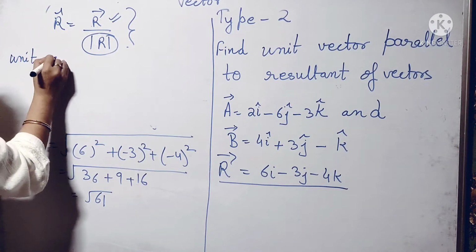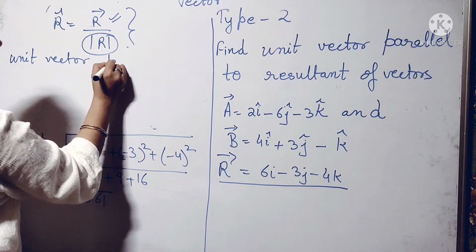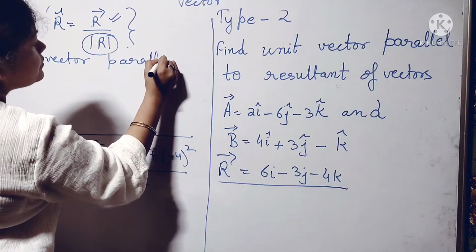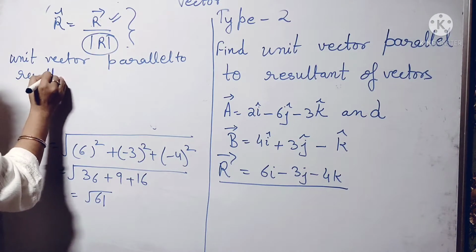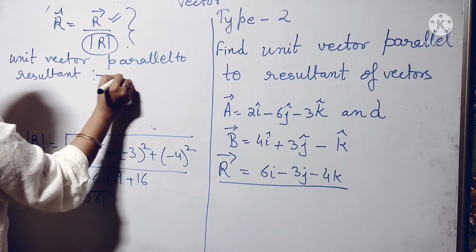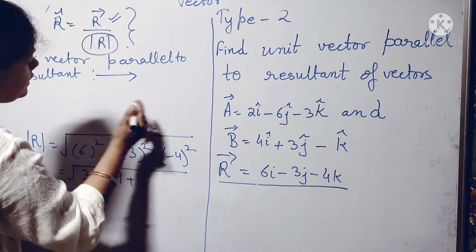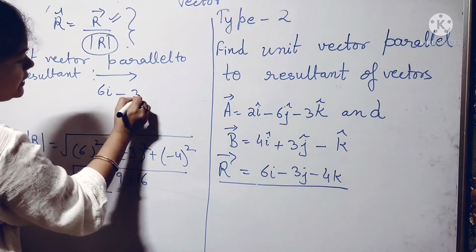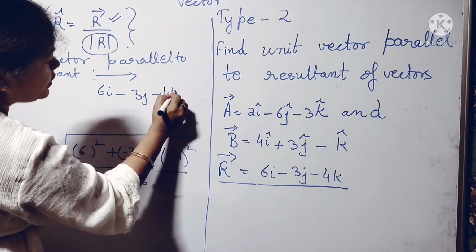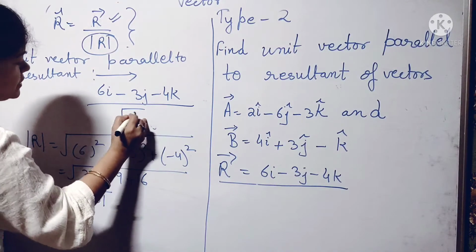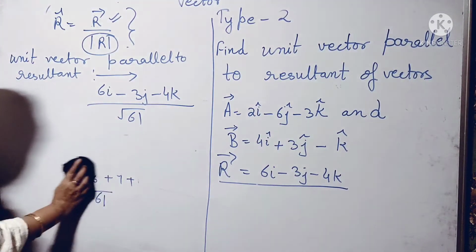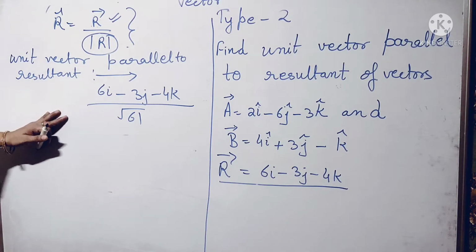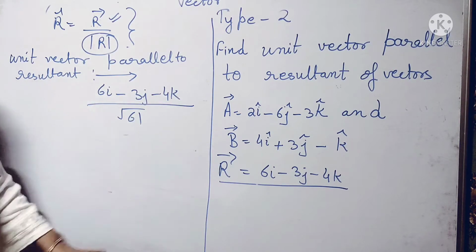Unit vector parallel to resultant is, what is vector R? 6i minus 3j minus 4k over under root 61. So this is our proper answer. So see how the question changes.